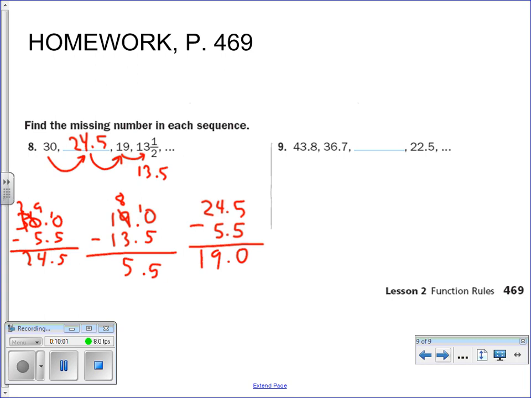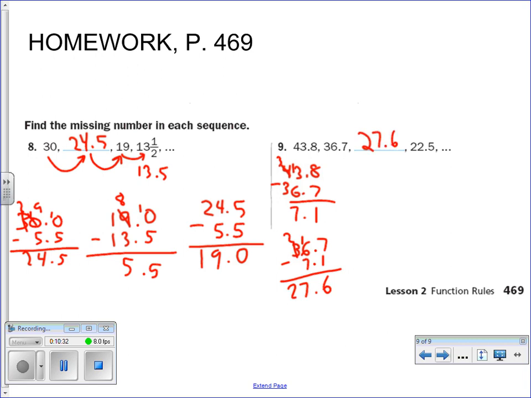All right, same thing here with decimals. It's getting smaller. Let's subtract and see what the difference is. 36.7 minus 29.6 should be 7.1. So if I go 36.7 minus 7.1, I get 27.6. To check if that's right, I just do that minus 7.1, and I should get 20.